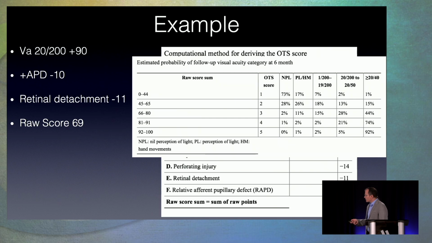And with a raw score of 69, they have an OTS score of 3. And there's almost a 70% chance that they're going to end up 20/200 or better. So this patient initially had 20/200 vision, and even though they've had some other bad prognostic signs, there's a pretty good chance they're going to end up better than they were. So that's just a practical thing to keep in mind.